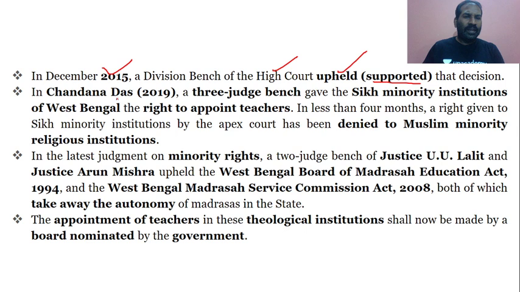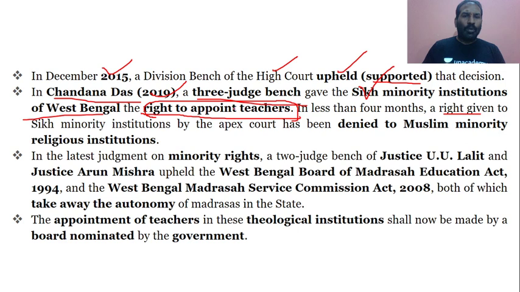And again in 2019, in Chandana Das, a three judge bench case, it gave a judgment saying that the Sikh minority institutions of West Bengal have the right to appoint teachers. So the right to appoint teachers and to administer their educational institutions under sections 10, 11 and 12 as per Article 30 for minorities was struck down in 2014 by the Calcutta High Court. But in 2019, again in Chandana Das, in regard to West Bengal, the court gave a judgment wherein it gave the Sikh minority institutions the right to go ahead with appointing the teachers.